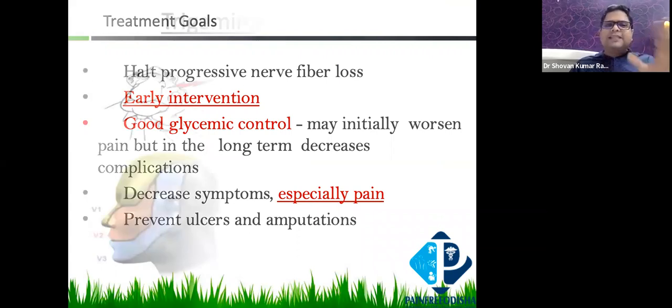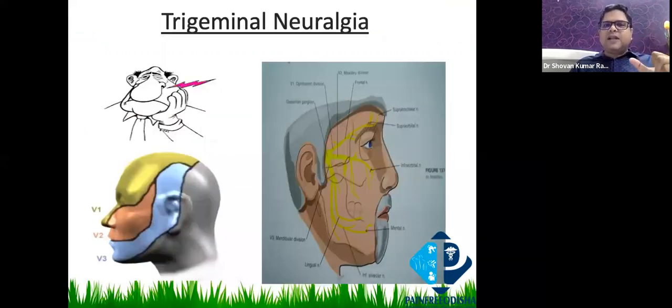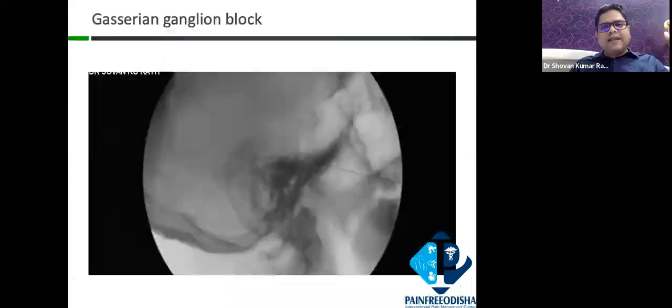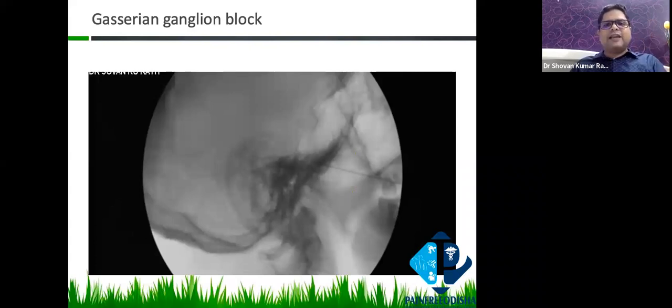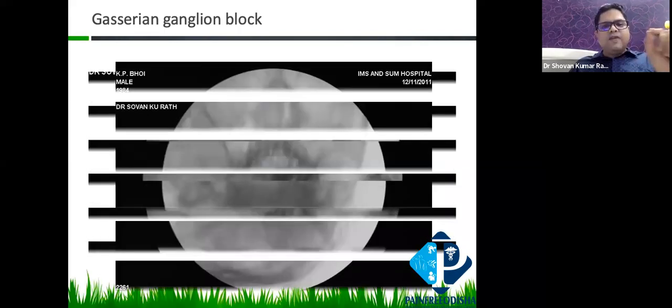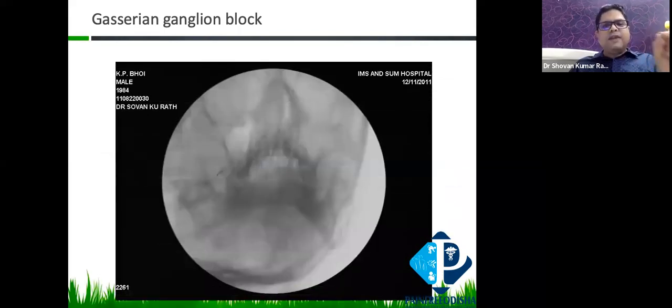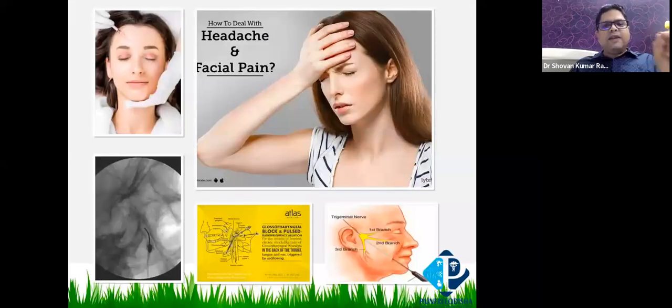Next is trigeminal neuralgia. What happens in trigeminal neuralgia? There is lancinating, electric shock-like pain in the face. For that, we can go for a Gasserian ganglion radiofrequency ablation. We put a needle through the foramen ovale and we can block that area. Also, if there is any kind of attack which is not responding to medication, we can go for a sphenopalatine ganglion block.